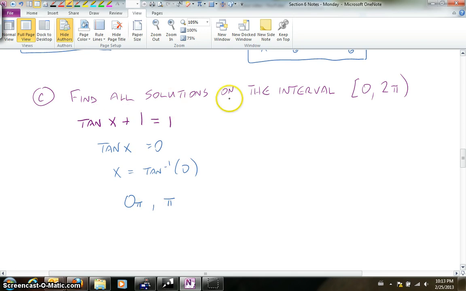Now it says all solutions on the interval 0 with a bracket to 2 pi. So yes, 2 pi does have a tangent equal to 0, but it's not on this interval, so I'm going to cross it off. I just want the answer 0 pi and 1 pi. That solves problem C.